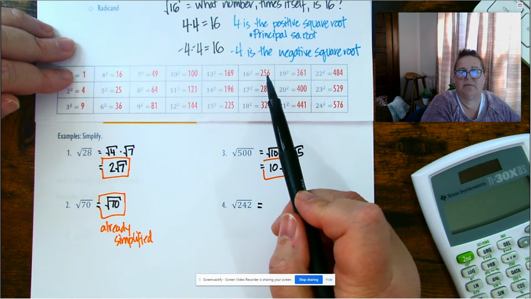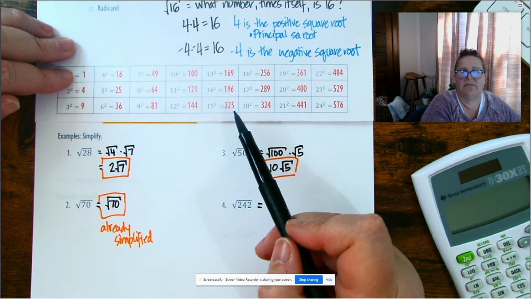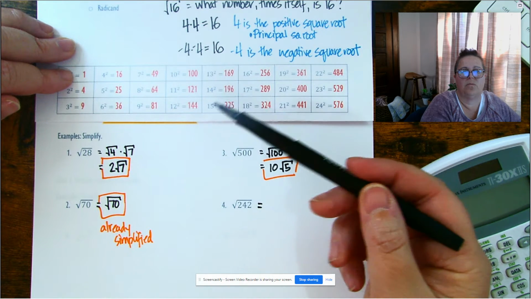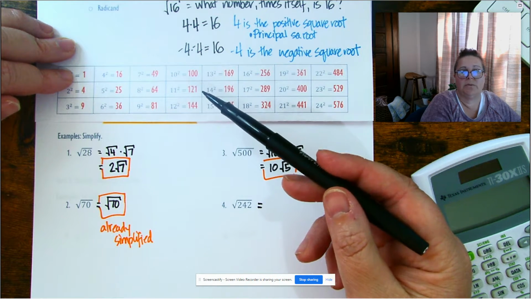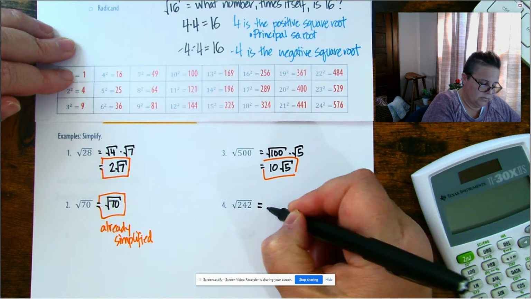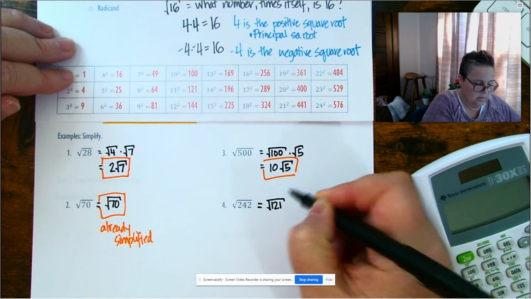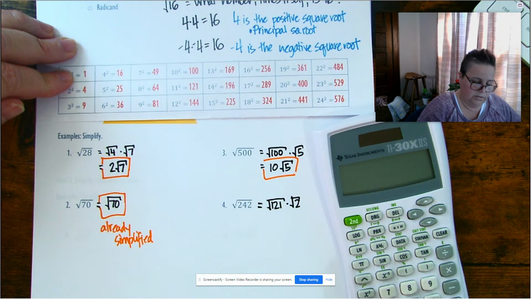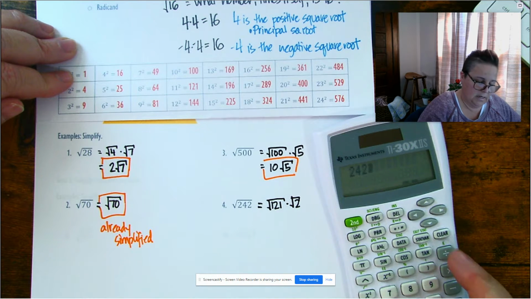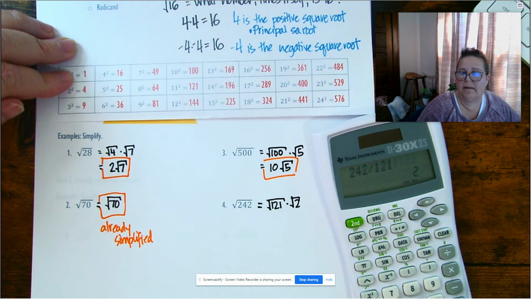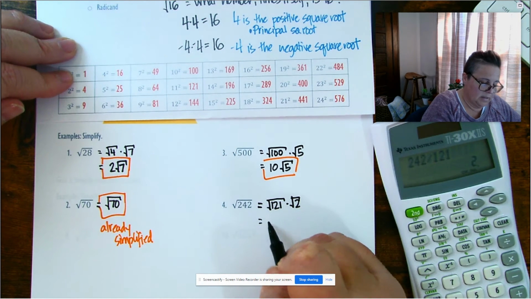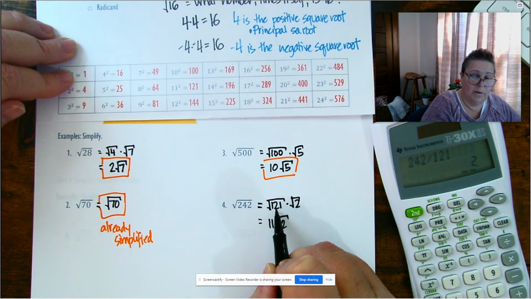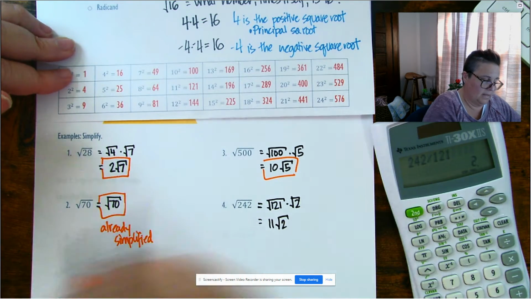So I know it's not going to be any higher than this guy. So 225 won't work, 196 won't work, 169 won't work, 144 won't work, but look at 121. 121 will go, right? So this would be the square root of 121 times the square root of 2. Because if I take my calculator, 242, and I divide that by 121, yep, I get 2. So this would be 11 times the square root of 2. Why 11? Because 11 squared is 121. And that's it.